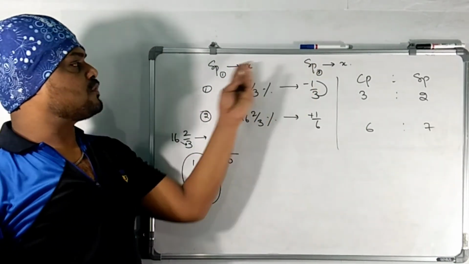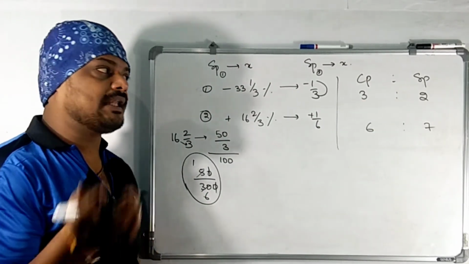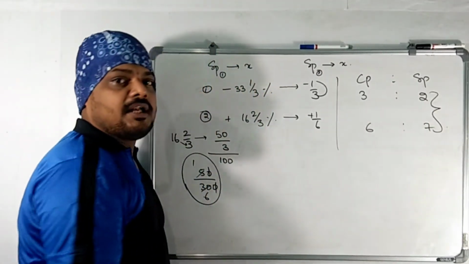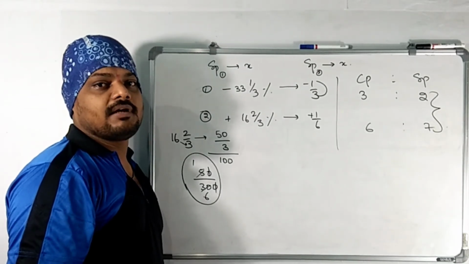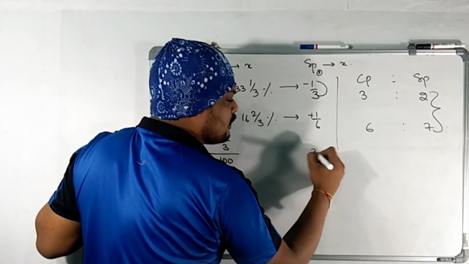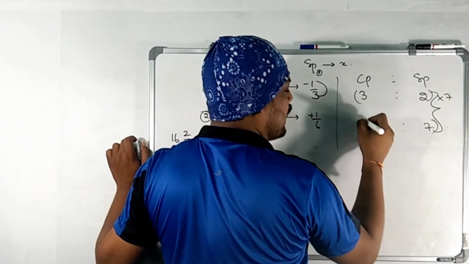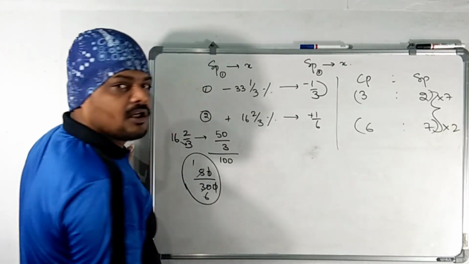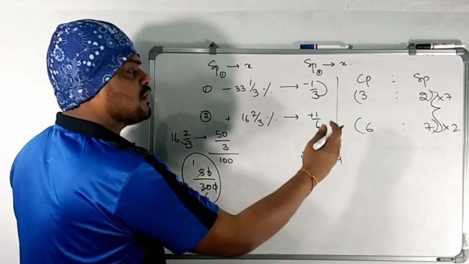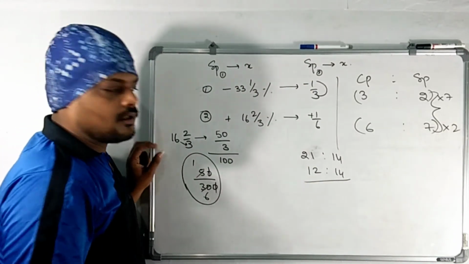According to the condition of the question, the selling prices are equal, but here in the ratios the selling prices aren't equal, so make them equal. How to make them equal? The LCM of 7 and 2 is 14. For making 2 units into 14, I need to multiply it by 7, and here I need to multiply it by 2. 3 into 7 is 21. 7 into 2 is 14. 6 into 2 is 12, and 7 into 2 is 14 again.